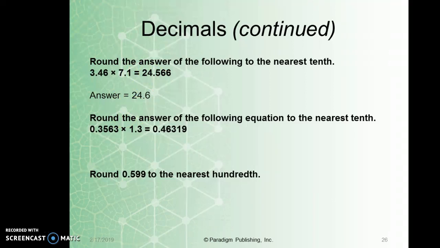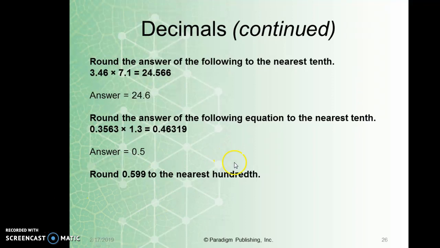Round the answer of the following question to the nearest tenths. So multiply these together. There's 1, 2, 3, 4, 5 places, so we're going to have 5 spaces after the decimal. And again, we're rounding to the tenths place. Looking at the 4 and the 6 next to the 4, it's greater than 5, so we're going to increase it by 1.